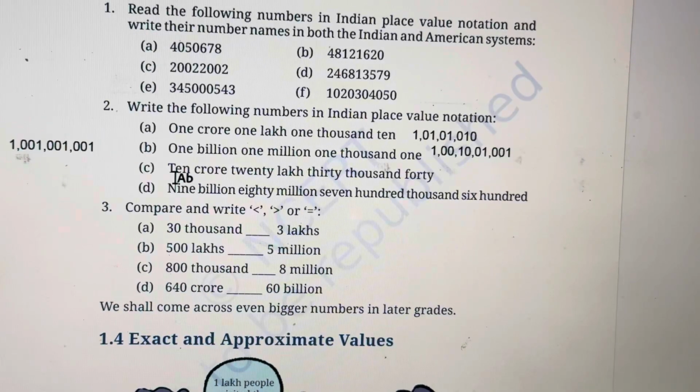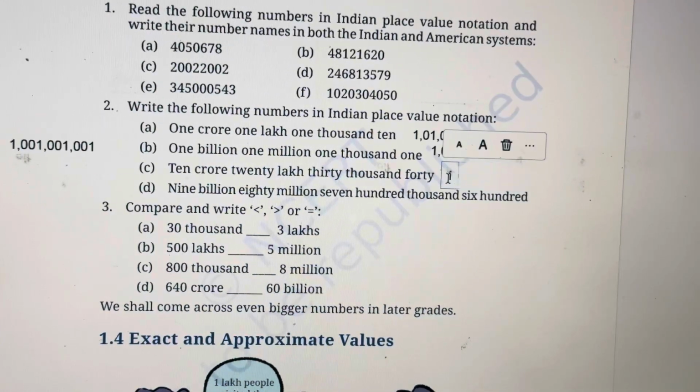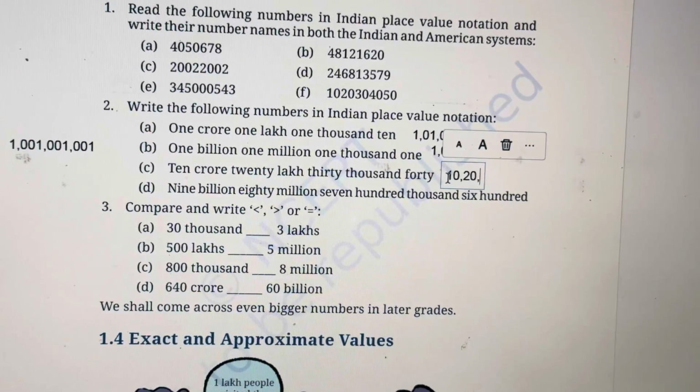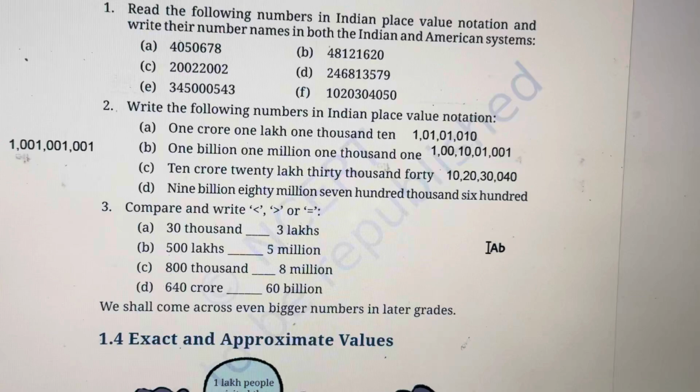Now question C, 10 crore, 20 lakh, 30,000, 40. So 10 crore, so we'll write 10 first, then put comma. Then 20 lakhs, so 20, comma. Then 30,000, so 30, comma. It is 40. So you'll write 040, right? This is the third answer.